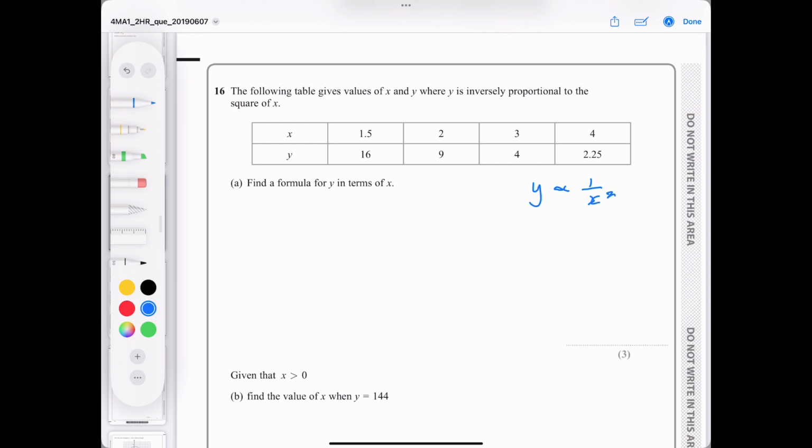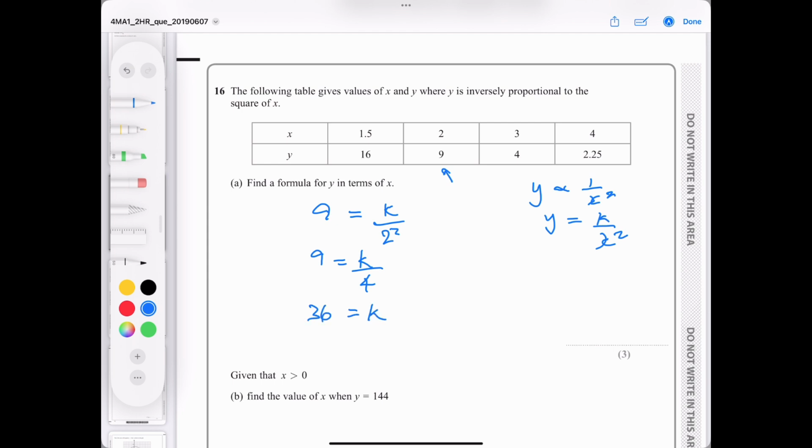Now, whichever numbers you put in, you're going to find out what k is. So I'm going to take the easiest numbers. So 9 equals k over 2 squared, so that means 9 equals k over 4. So we'll times both sides by 4, and we get 36 equals k.